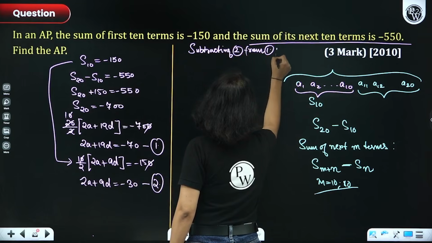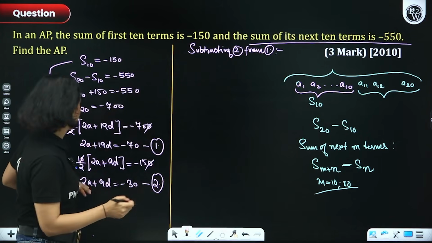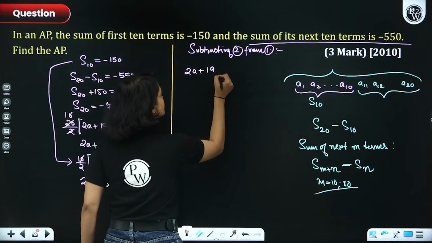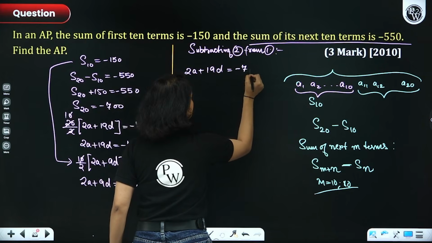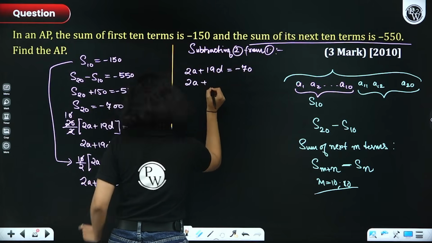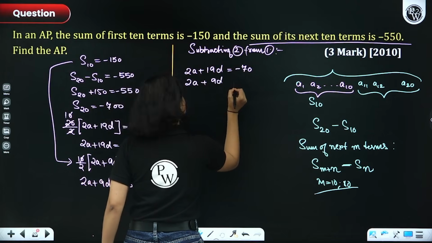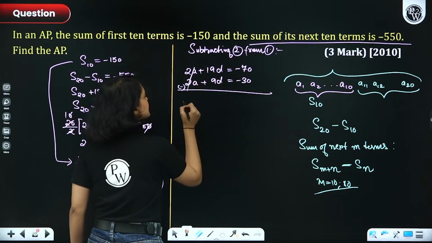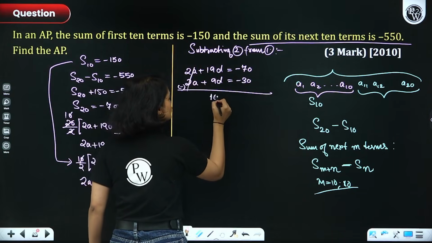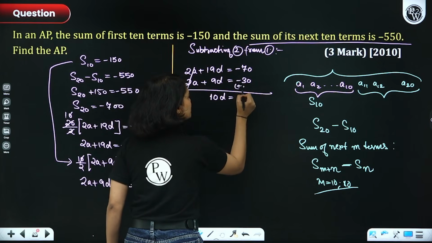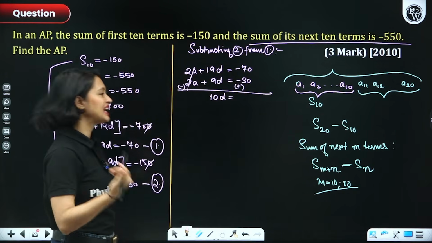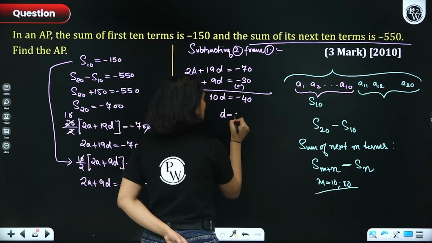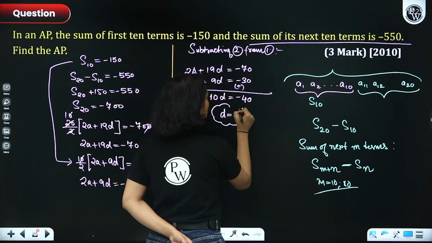Once we do that, what do we get, everyone? 2a plus 19d is equal to negative 70, and here we have 2a plus 9d is equal to negative 30. Once we subtract, this gets cancelled. 19 minus 9 is 10d. So 10d is equal to, here we'll get positive, negative 70 plus 30, which is negative 40. So from here, the value of d comes out to be 4.